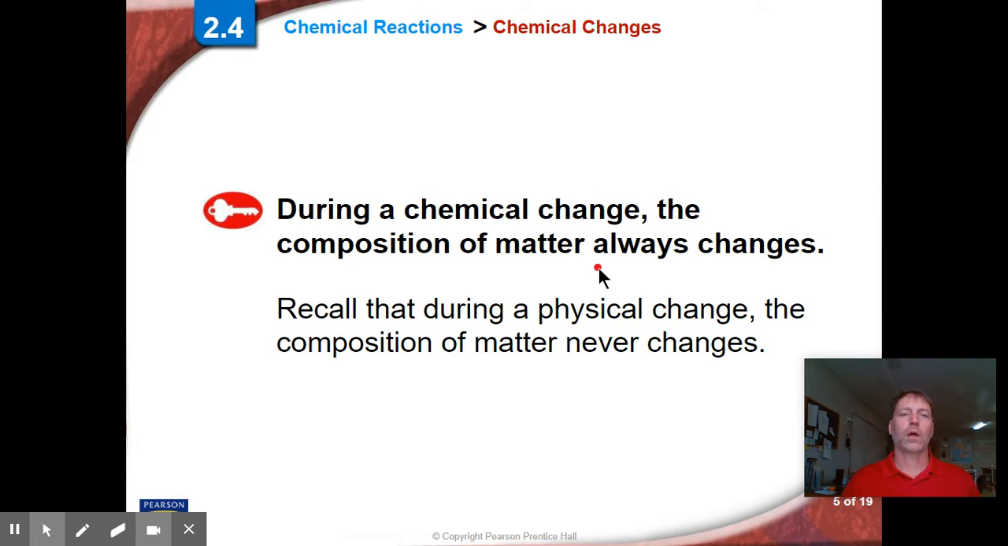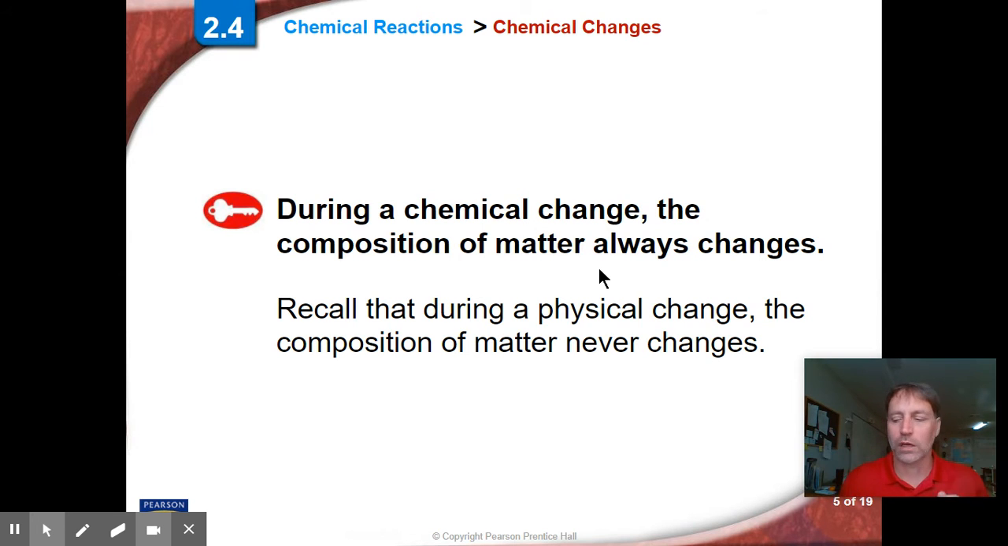In a chemical change, the composition of matter always changes. That's what you have to know. In a chemical change, the matter has changed. In a physical change, the matter hasn't changed. It's still the same material. It's still the same composition, or elemental composition. So if I take a rock and I break it, it's still made of those same components, those elements and minerals. It hasn't changed.